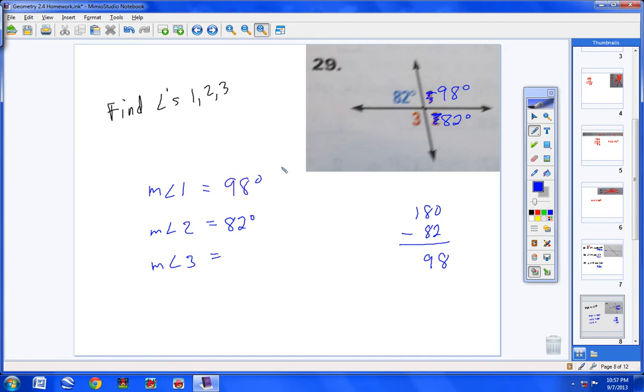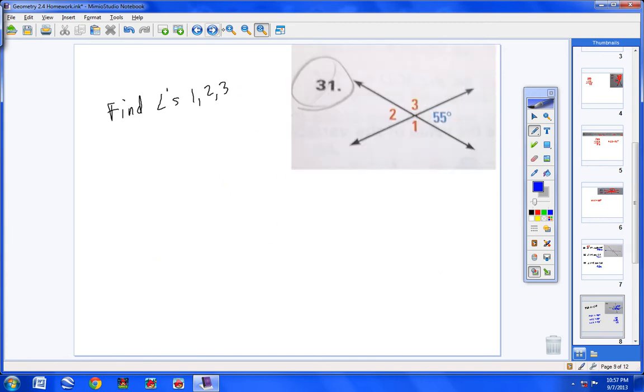Now, these two angles right here are vertical angles, so if this is 98 degrees, then this also has to be 98 degrees, angle number 3. Okay, I hope that makes sense. Guys, exact same thing. Here we go. I'm just going to put them underneath here to save time. Let's start with angle 2.